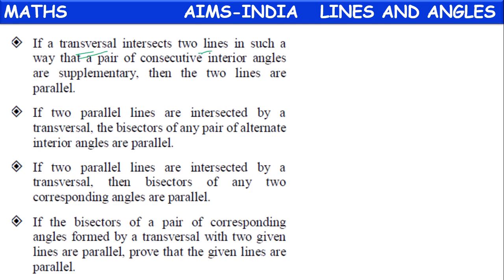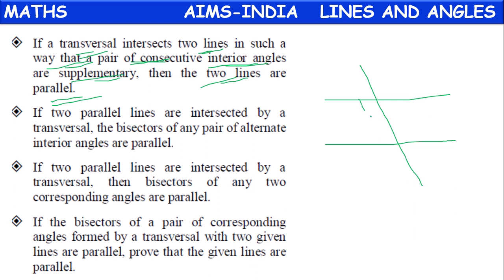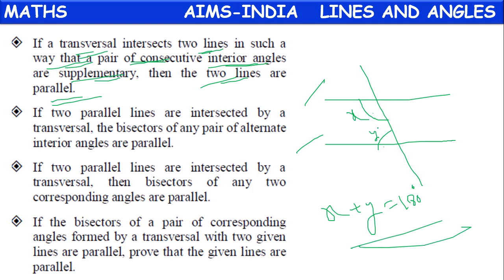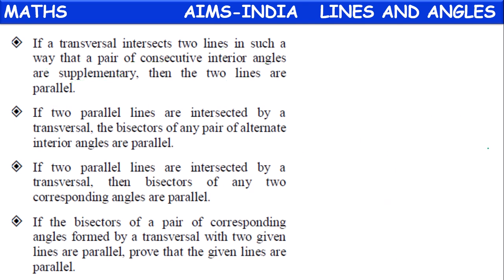Next one. If a transversal intersects two lines in such a way that a pair of consecutive interior angles are supplementary, then the two lines are parallel. Suppose we have two lines and we don't know whether they are parallel or not. This is the transversal, and these are the interior angles x and y. How can we check whether they are parallel? If x plus y equals 180, that is, if consecutive interior angles are supplementary, then the two lines are said to be parallel.